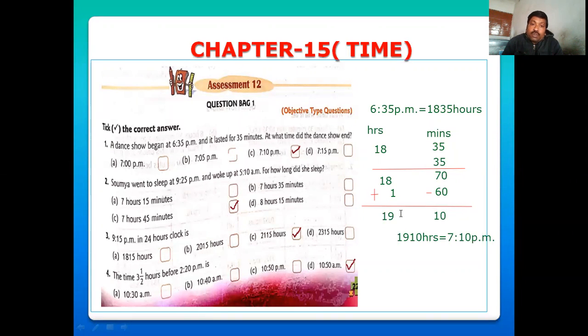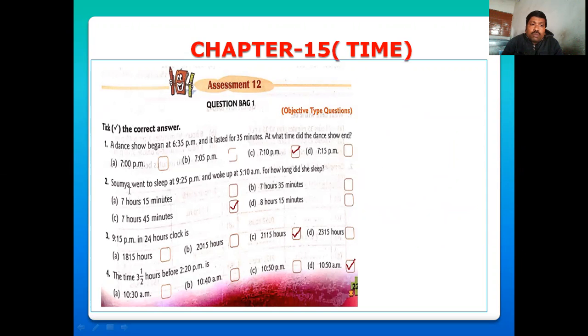Okay. So we can solve this type of question by this method, but we can also solve these questions mentally. 6:35 p.m., when we add 35 minutes, then we will get 7:10 p.m. Okay. So this is the process to solve this type of question.